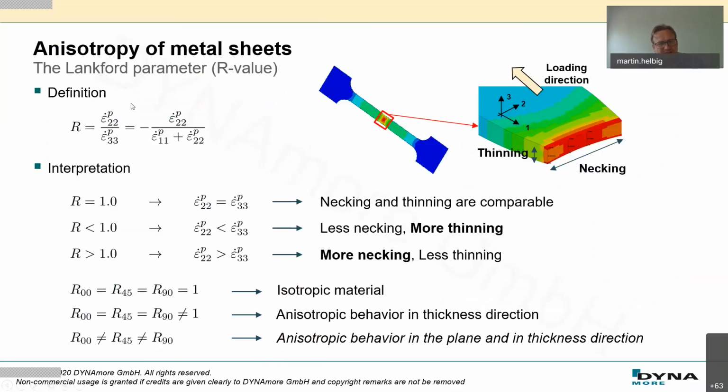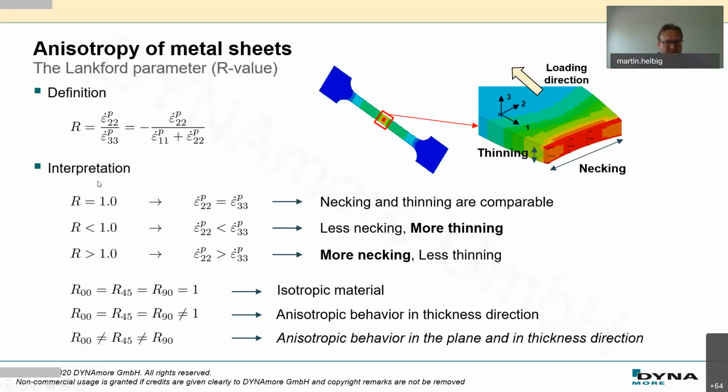It is the ratio between the strain rate in width direction divided by the strain rate in thickness direction. And most of the time you don't know the strain rate in thickness direction. Therefore, you can assume that your volume is constant, and you can describe the strain rate in thickness direction as the sum of the strain rate in length direction and the strain rate in width direction. And this is the way we use it here.